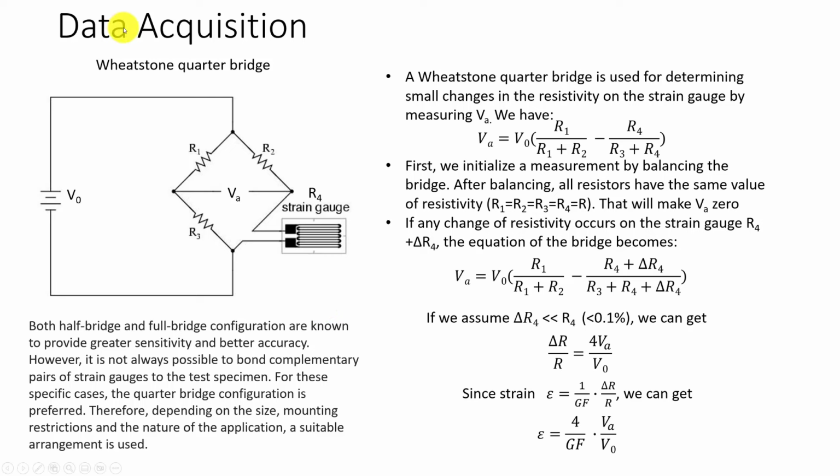Now, data acquisition refers to how we are going to collect data from this strain gauge. So there are going to be two major bridge configurations that we're going to hook up these strain gauges. The first one we're going to talk about here is called a Wheatstone quarter bridge. The next one is going to be a Wheatstone full bridge. You're going to see that in a lot of the labs. Now, a Wheatstone quarter bridge is shown right here where we're going to have one strain gauge installed in this circuit here.